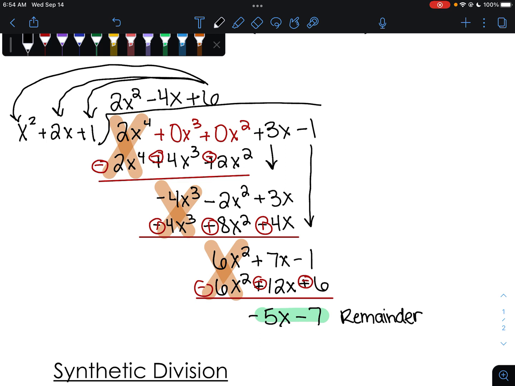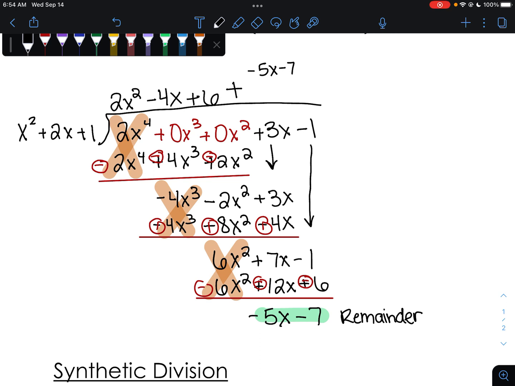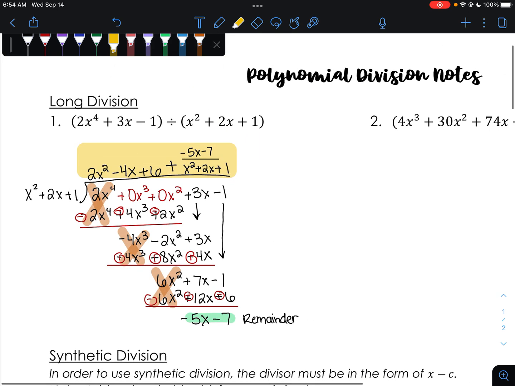So how we write our final answer, okay, we have 2x squared minus 4x plus 6 plus our remainder of negative 5x minus 7 over what we were dividing by, which is x squared plus 2x plus 1. And that is our final answer for the polynomial division.